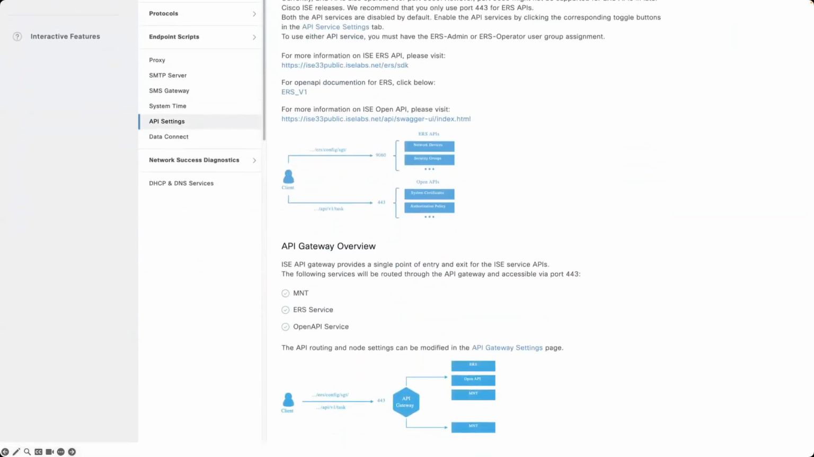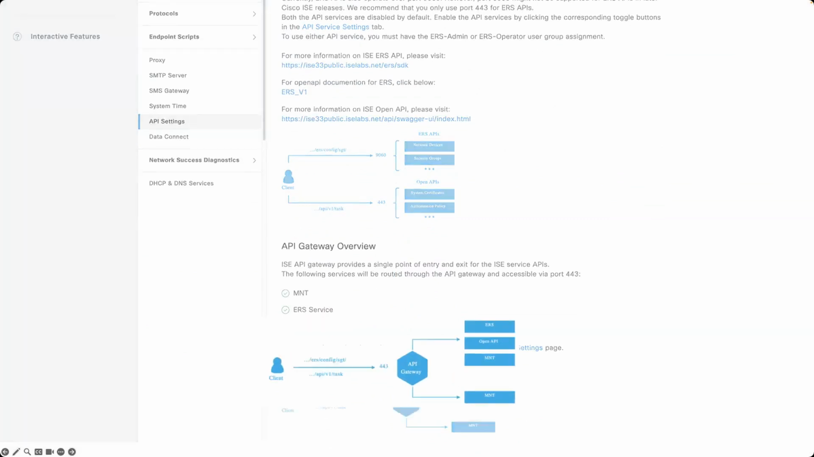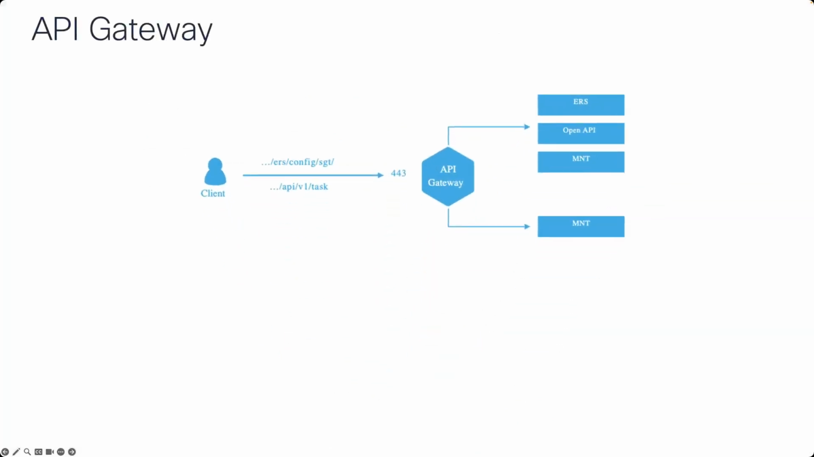All right. If we scroll down here, you're going to see the section on the API gateway. We introduced this API gateway in ICE 3.1 when we introduced the OpenAPIs. What this allows us to do is, the API gateway is another service that runs on your ICE node. And you can choose any ICE node in your deployment to be your API gateway.